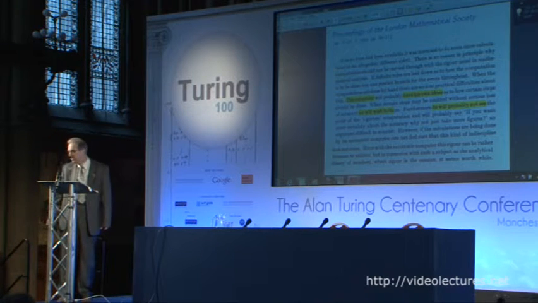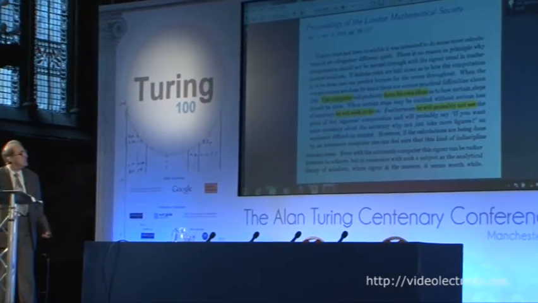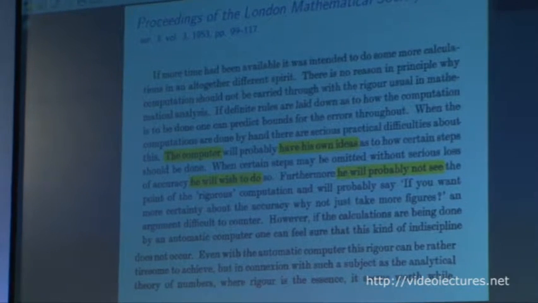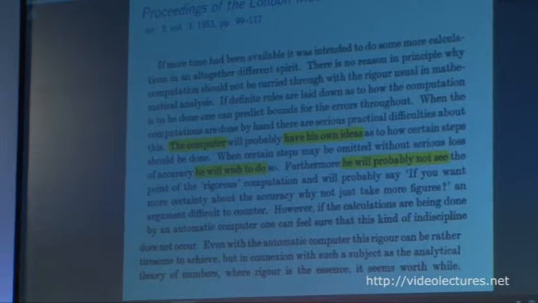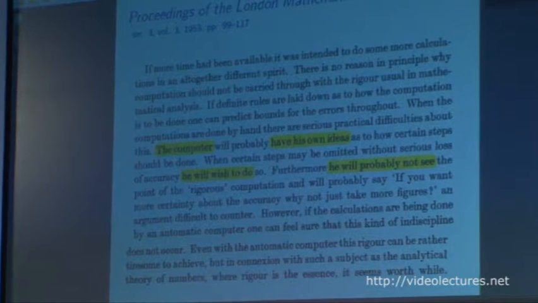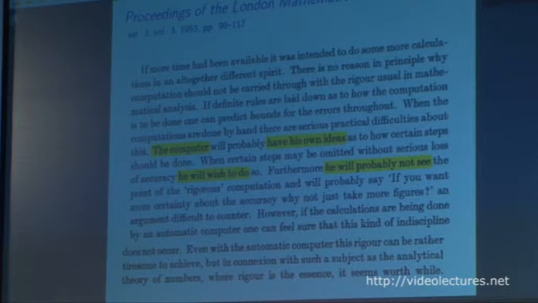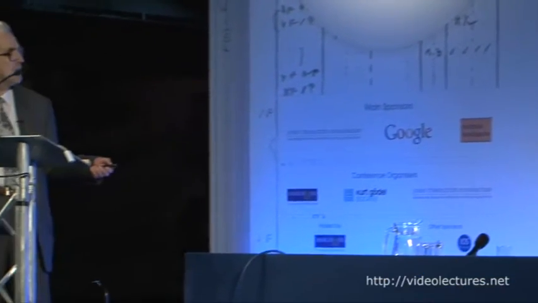It's interesting to look at how Turing used the word computer. The computer will probably have his own ideas as to how certain steps should be done. When certain sums may be omitted without serious loss of accuracy, he will wish to do so. But actually, here by the computer, he means a human being. And when he wanted to speak about the machine, he used another word, automatic computer.